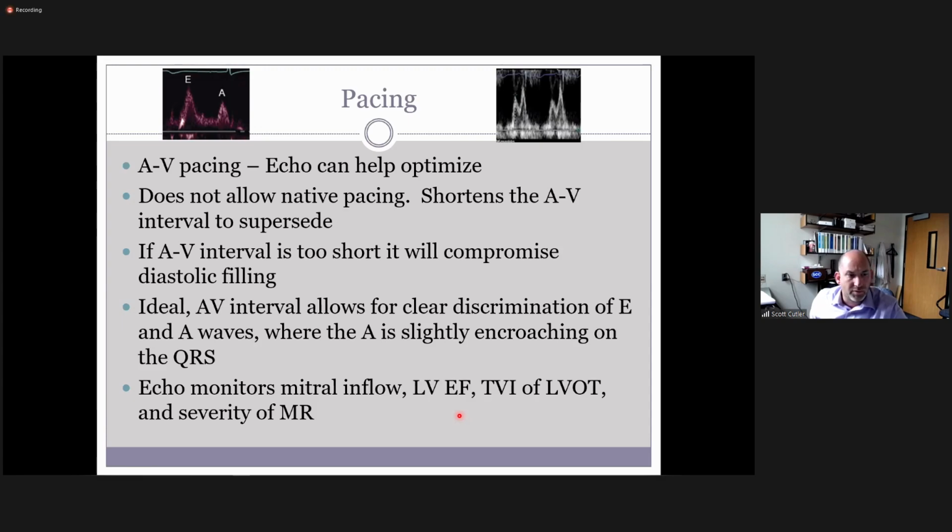Ideal is that the AV interval allows for clear discrimination of E and A waves. So like up here, we've got a clear E wave, clear A wave. Even here, they're fusing together, and they could be further separate, but we still get a lot of patients that are like this that can still function okay.